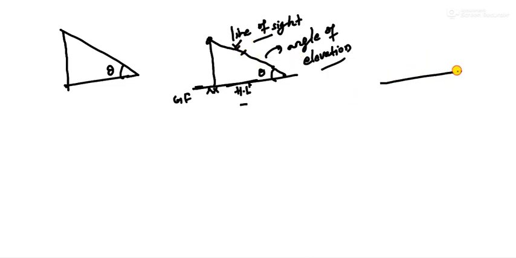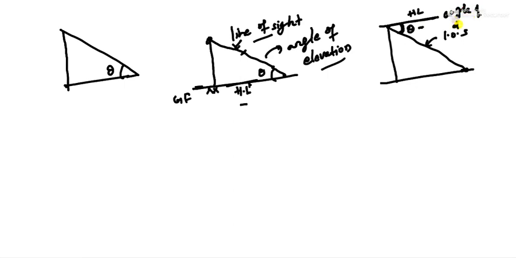Now in the reverse case, what will happen if the building is over here, you are standing at the top, and there is an object, like a car, over here and you are looking at the car? The angle formed between this horizontal line and the line of sight, when the object is somewhere below this horizontal line, is called what?